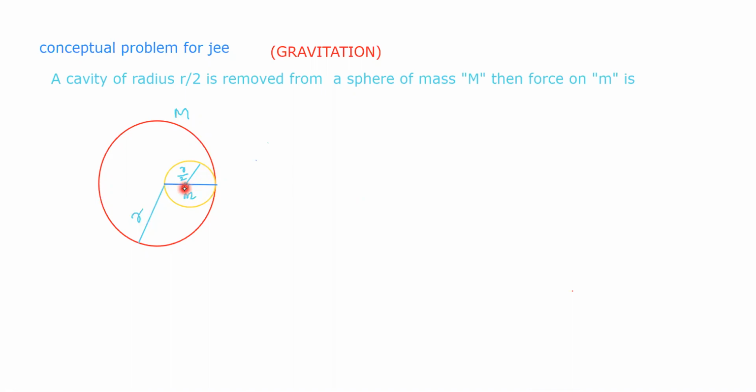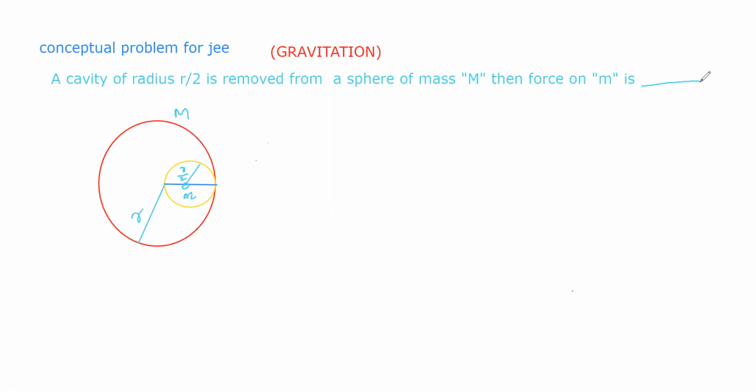We need to find, because the question is asked like that: a cavity of radius r by 2 is removed from a sphere of mass M, then force on m is dash. Like that they ask the question.